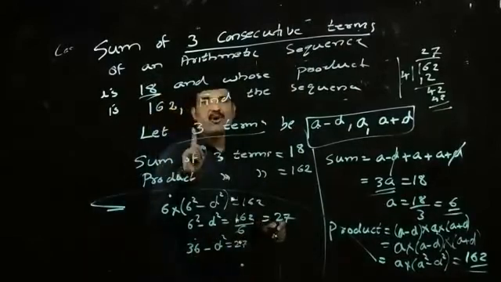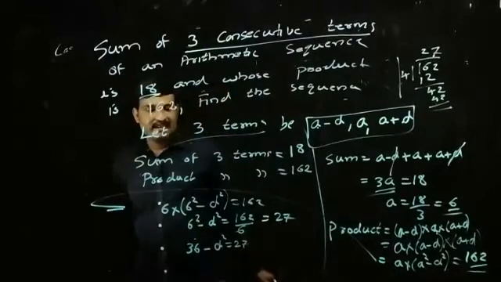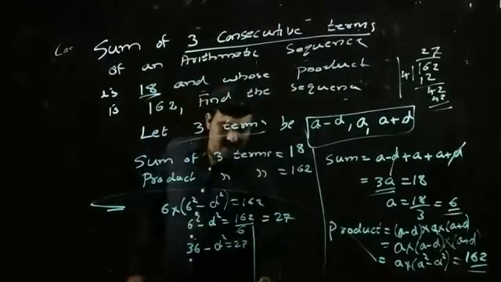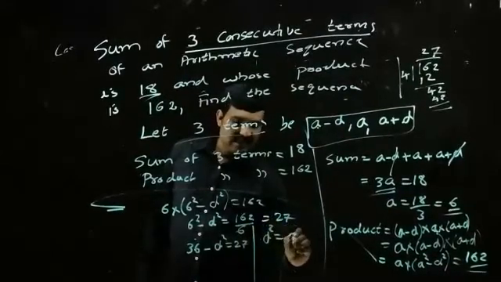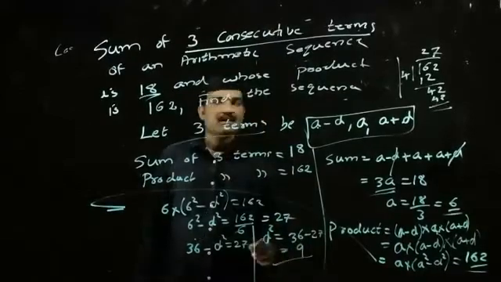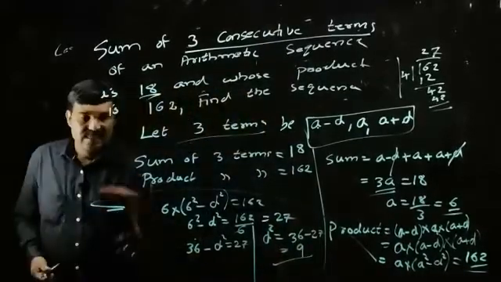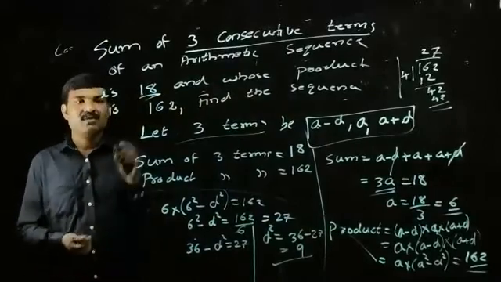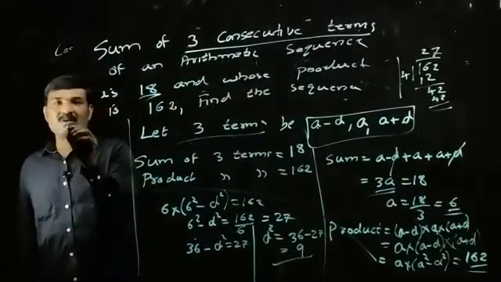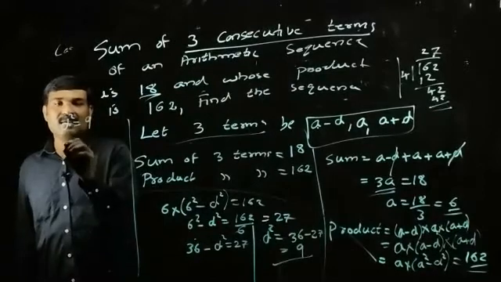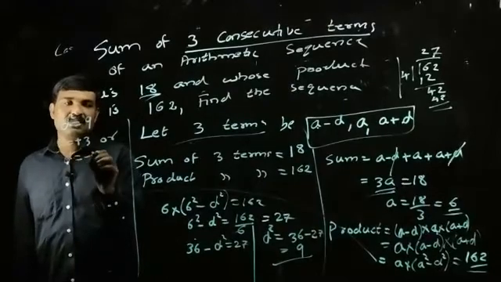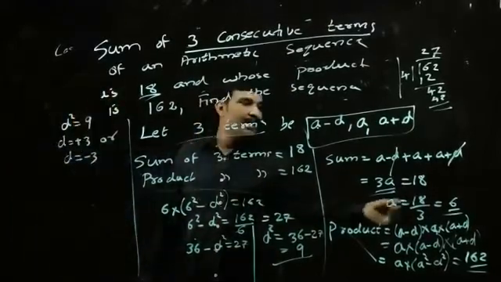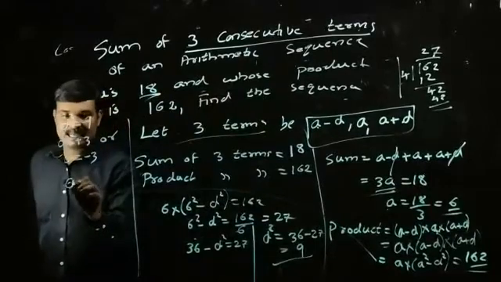From this equation, we have only one unknown, that is D. We can determine the value of D. So this implies D square is equal to, I am taking D square to RHS, 36 minus 27, that is equal to 9. All right. So the value of D square is given as 9. So D is equal to either plus 3 or D is equal to minus 3. And the value of A we already determined as 6. A is equal to 6.